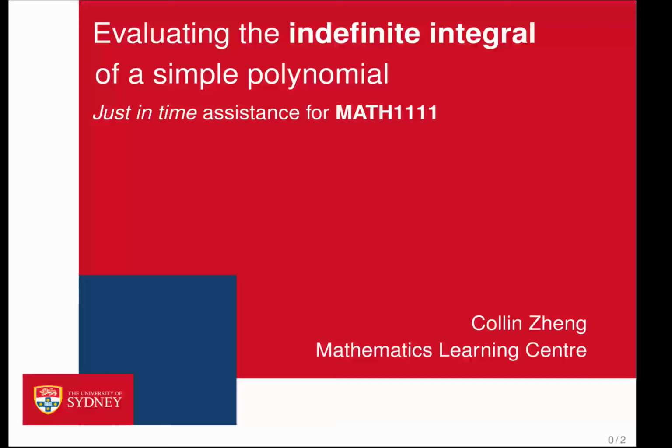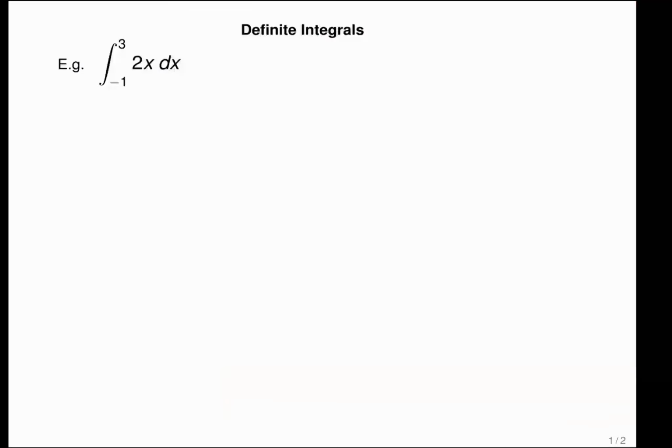Talking about integration, one of the first things you need to grasp are the two different types of integrals. The first type of integral is called a definite integral. Consider the following definite integral of the function y equals 2x, which is being integrated with respect to the variable x, from x equals minus 1 to x equals 3.